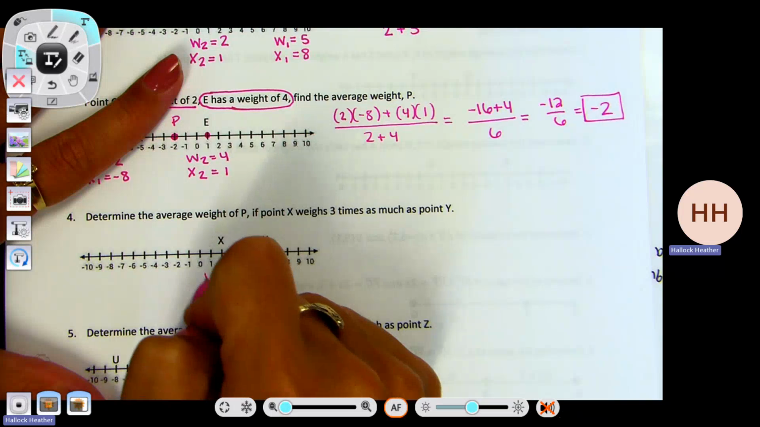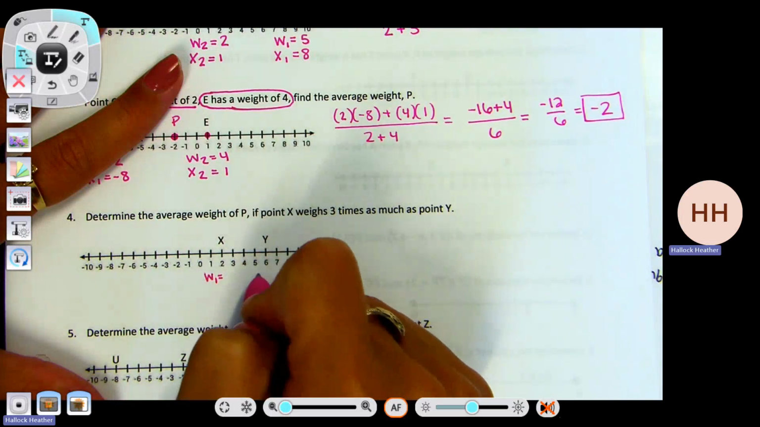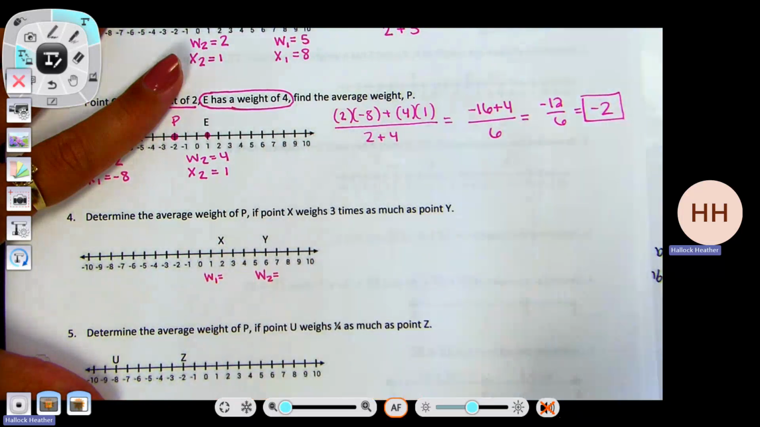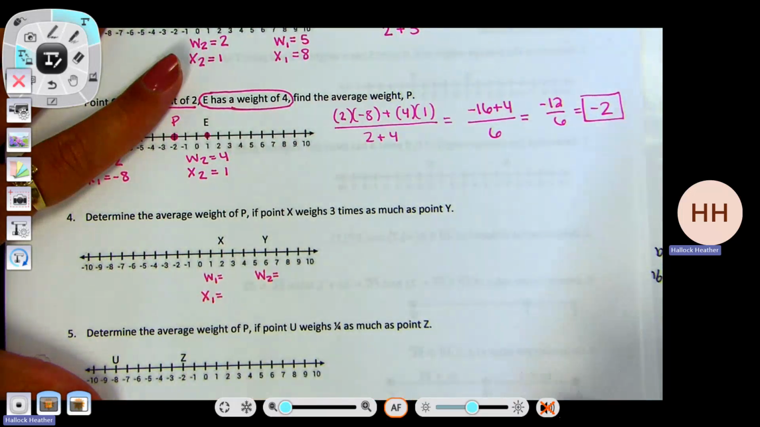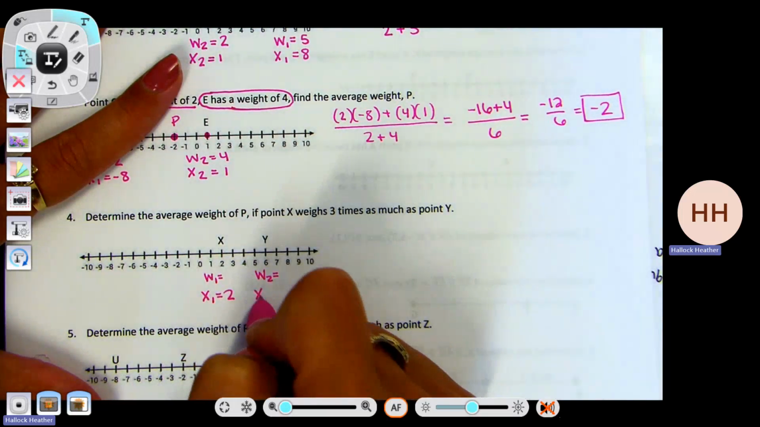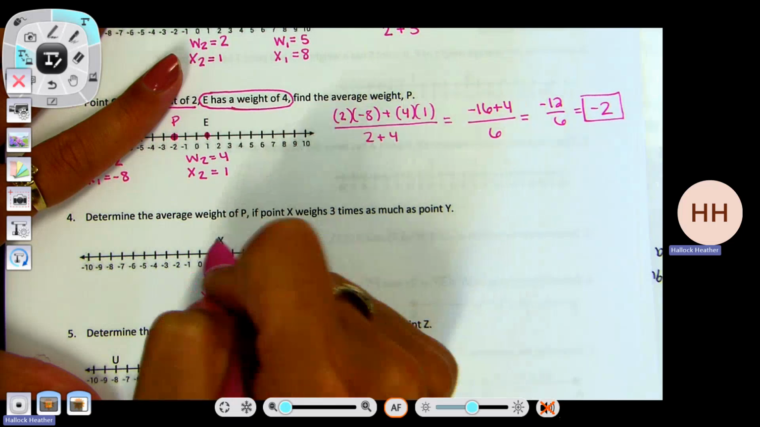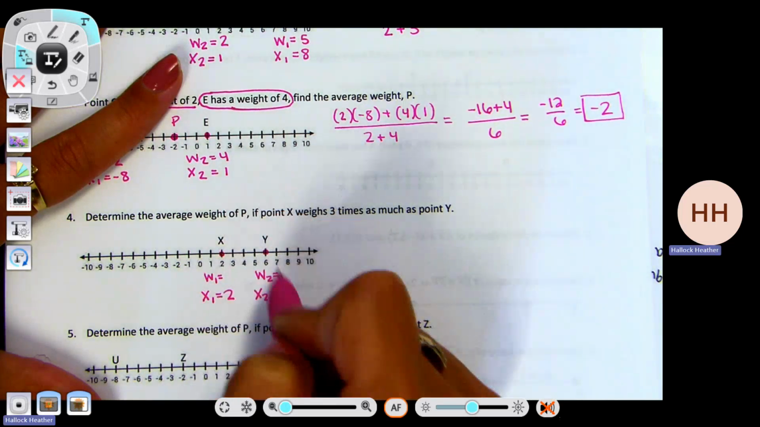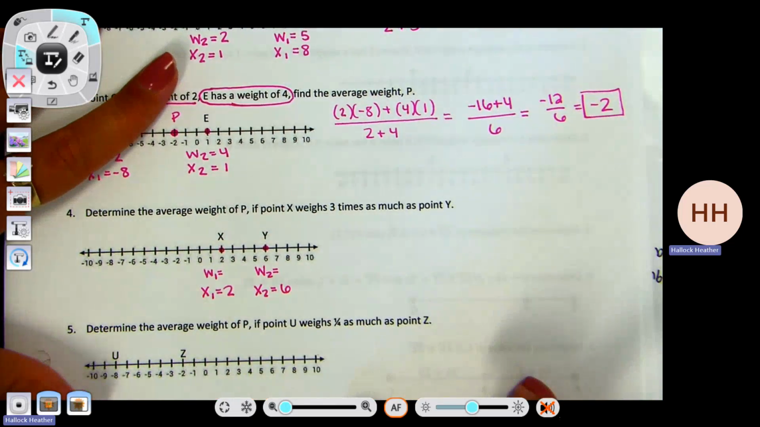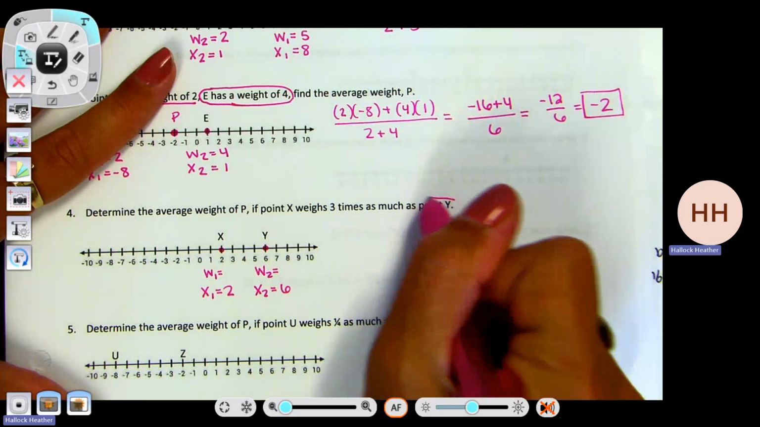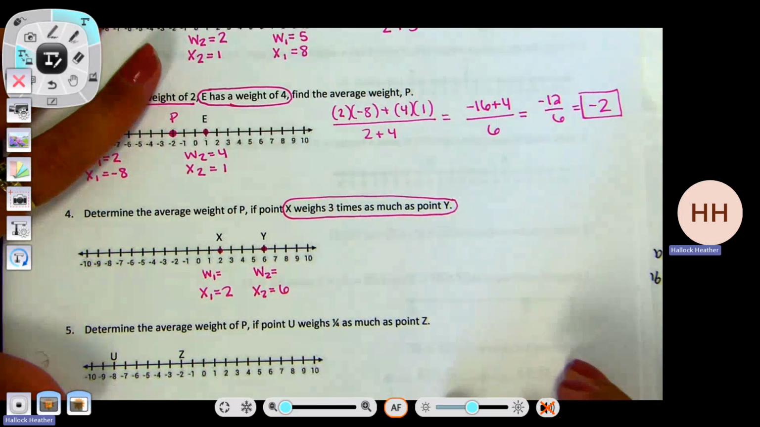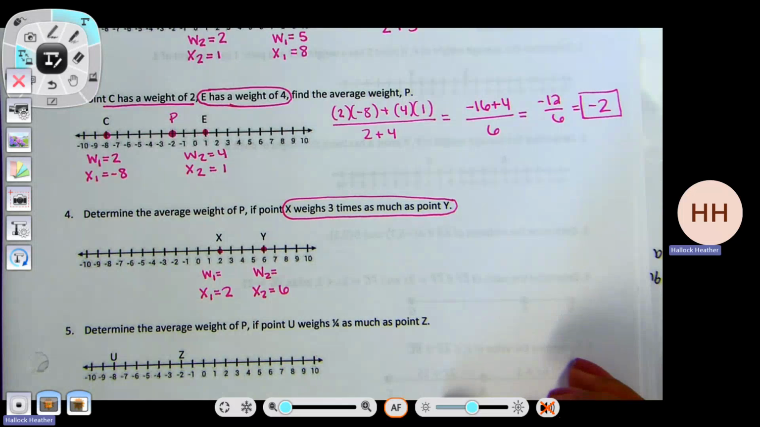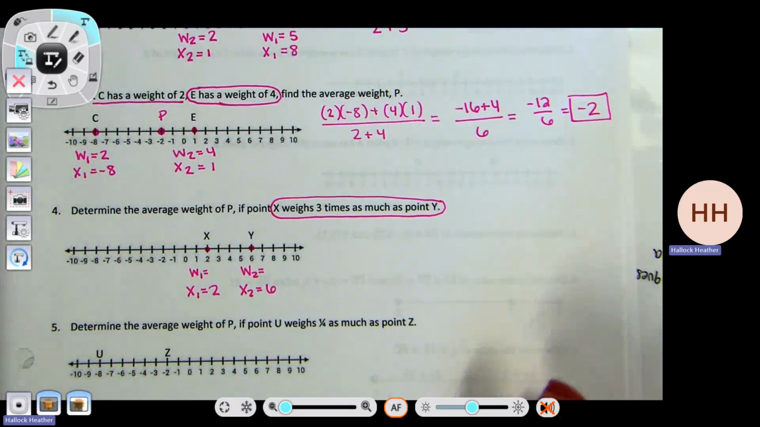Let's just call this weight 1. We don't know it. This is weight 2. We don't know it. Let's call this X1. Where is X1 located? 2. X2 is located at 6. Okay, and now we've got to figure out the weights because we've done all we can. So it says point X weighs 3 times as much as Y. Does anybody have an idea of what we could use for our weights?